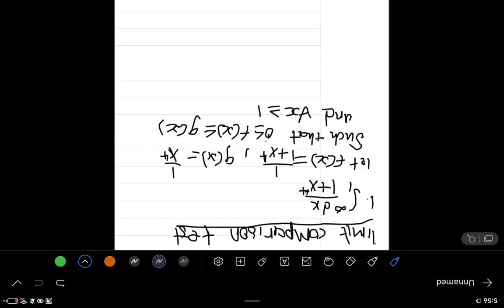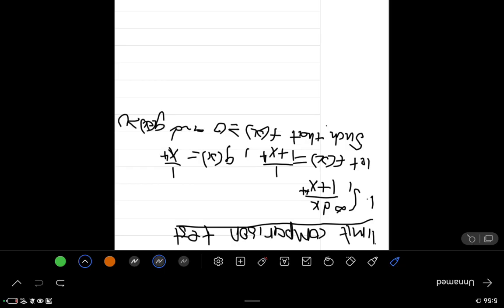Or you can say, let me just erase this, someone would say f of x is greater or equal to 0 and g of x is greater than 0 for all x greater or equal to 1. This one is always your a, you see, right?